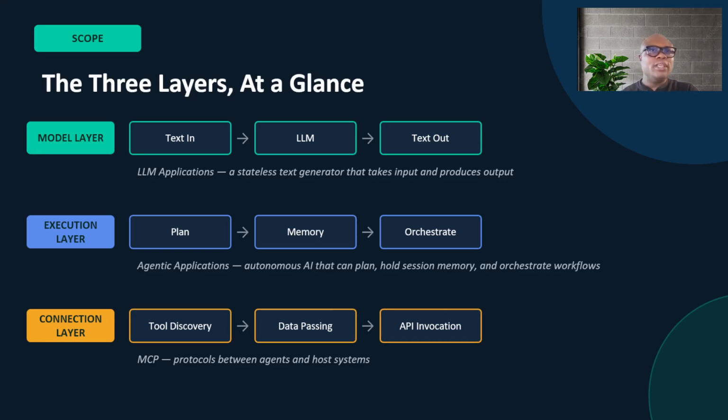So let's look at the scope, the three layers at a glance. The model layer, text in, text out. An LLM application is a stateless text generator that takes in input and produces output. That is that for that layer. The execution layer is the agentic layer. It can plan, hold session memory, and orchestrate workflows. Then we look at the connection layer, which is the MCP layer: tool discovery, data passing, and API invocation. So these are the three layers, and these are the things that are very, very important to them.